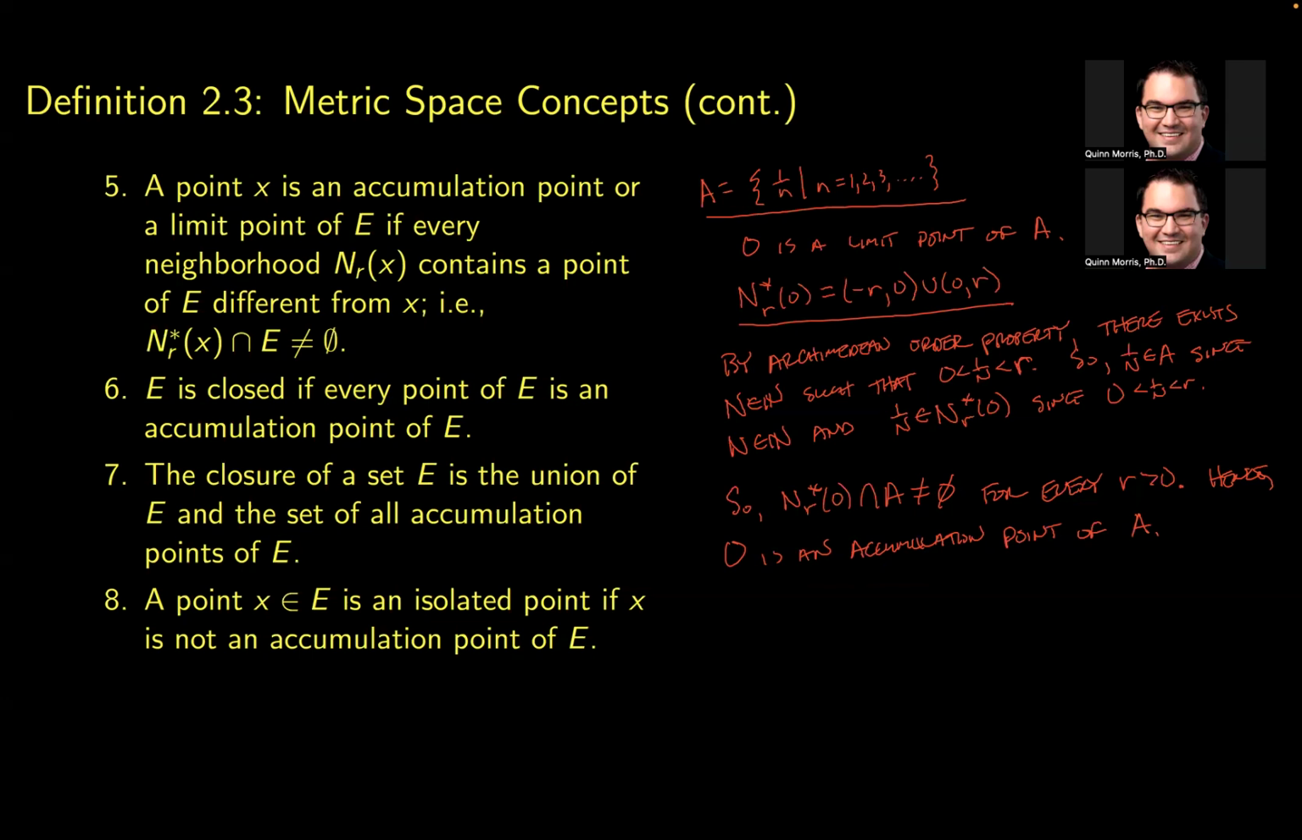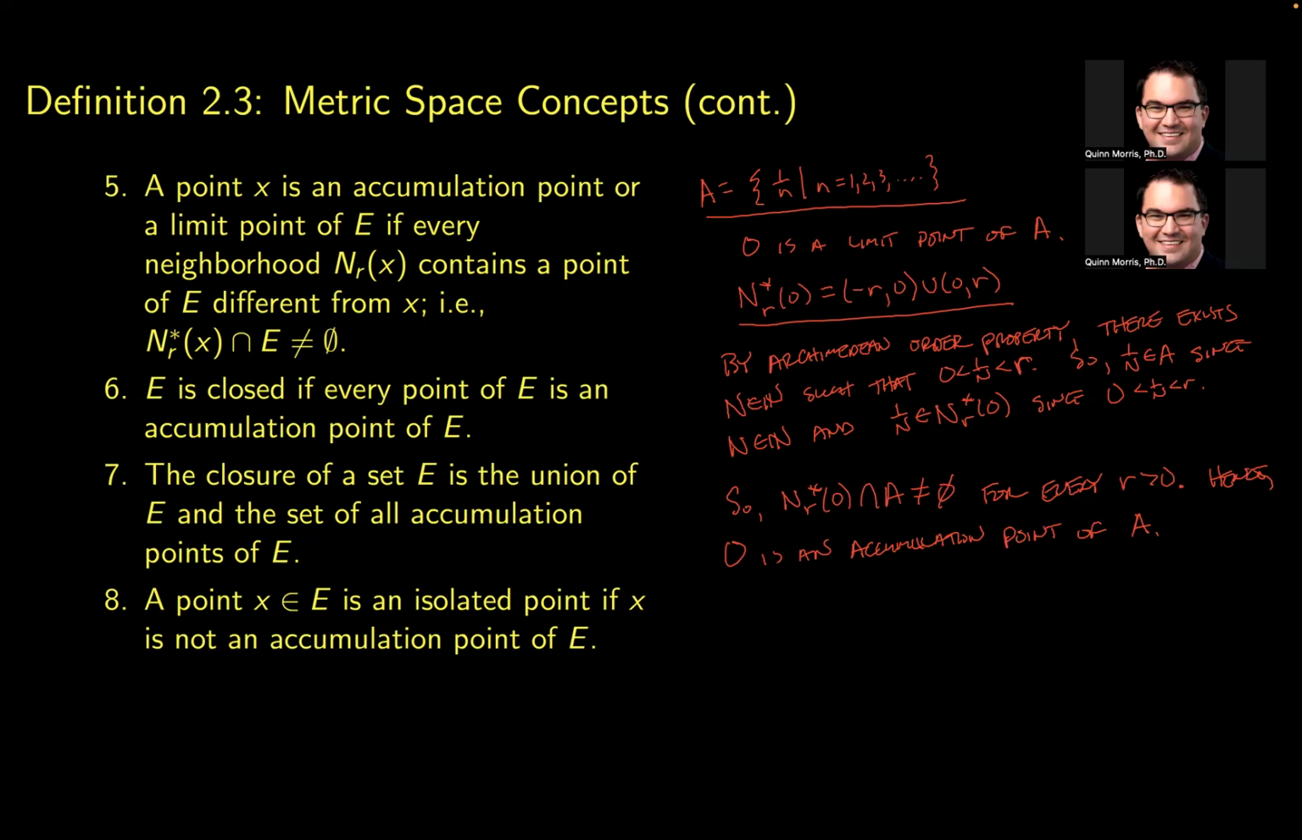Okay. So accumulation points of a set, I guess the best way to think of them is they're all the things that could be limits of sequences of things in the set, right? Which is where the limit point terminology comes from.